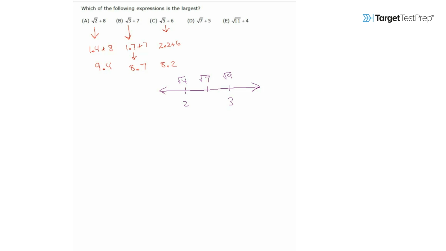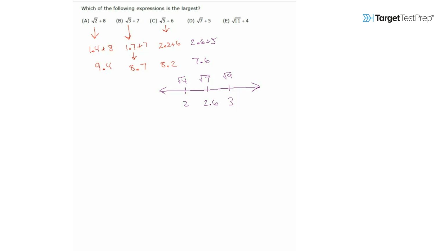We notice that 7 is a little closer to 9 than 4. It's 3 units away from 4. It's 2 units away from 9, which means the square root of 7 is closer to the square root of 9 than it is to the square root of 4. So what we can say is the square root of 7 is about, let's say, 2.6, because it's closer to 9. So then we say, okay, we have 2.6 plus 5. That gives us 7.6.